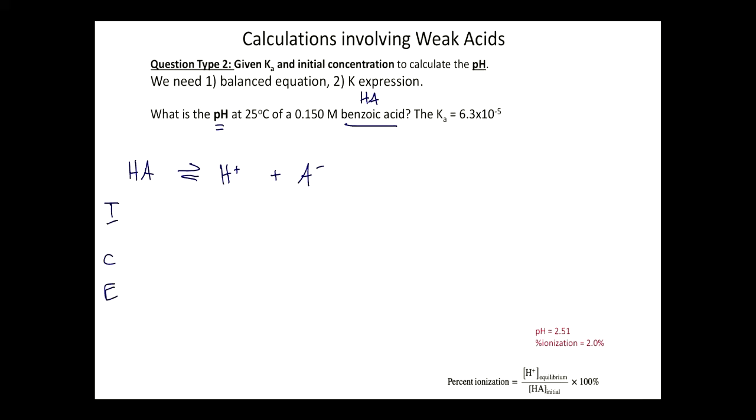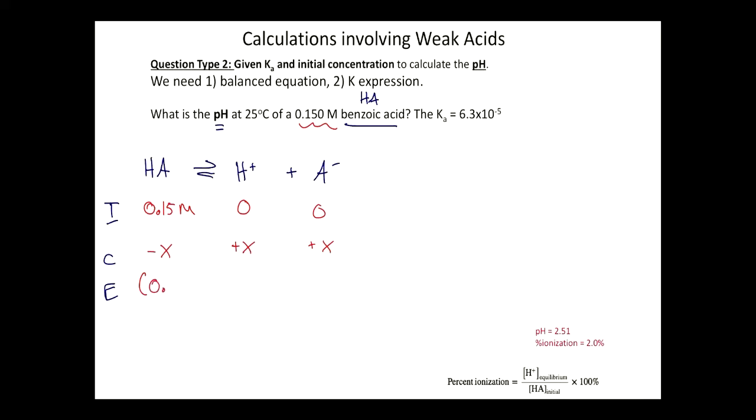Very similar to the previous one. Actually, it's the exact same. It's just different concentrations, different K value. So the pH of this weak acid: take the initial concentration, 0.15 molarity, 0 of everything else. We're going to shift forward, so consume some HA, gain some H+, gain some A-. So at equilibrium, we have 0.15 minus X of HA, X amount of H+, X amount of A-.